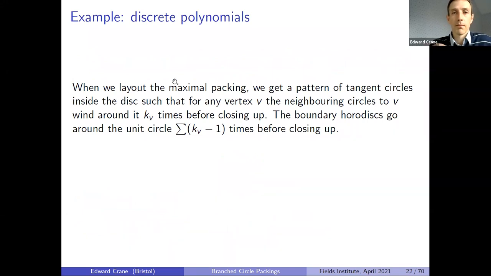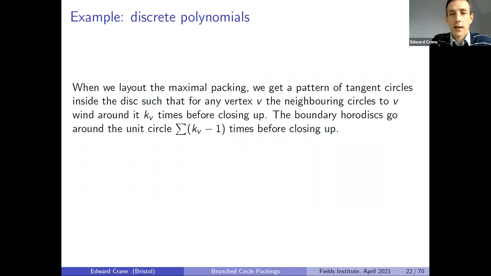Okay, so let's lay out that packing, assuming that condition is satisfied. So the monodromy theorem still works. All that matters is that the complex is simply connected. And what you find when you've laid out all the circles is that the boundary horocycles will go several times around the unit circle. And the number of times they go around is, I guess it should be 1 plus this, actually, that's a mistake. So 1 plus the total number of, this is like the total branching. It's a term that appears in the Riemann-Hurwitz formula. So the total excess valence.